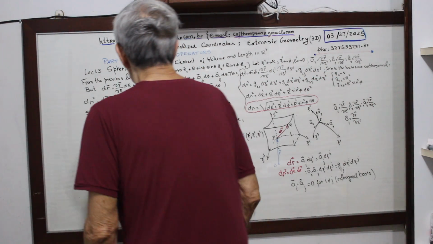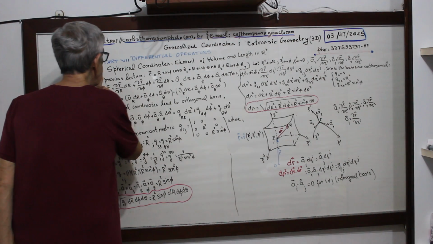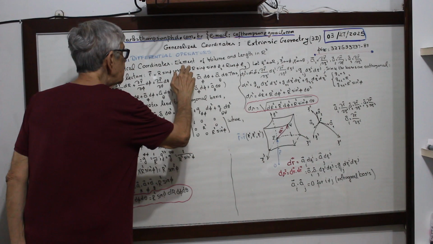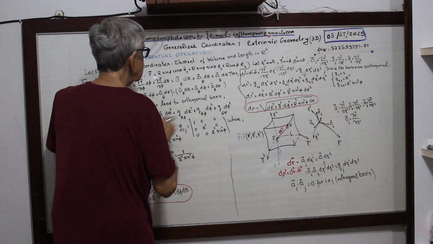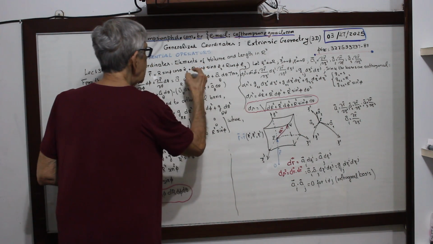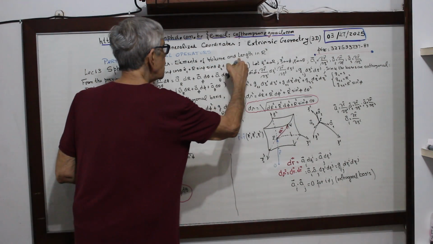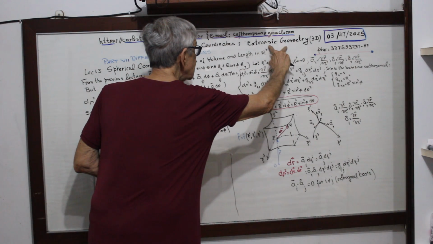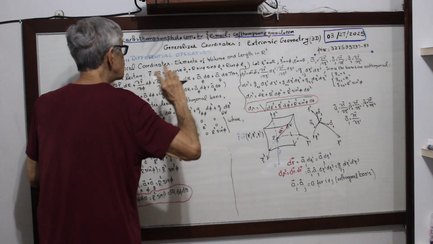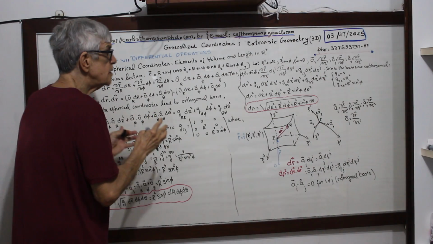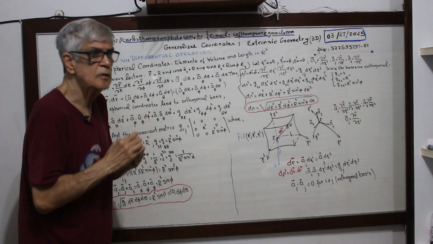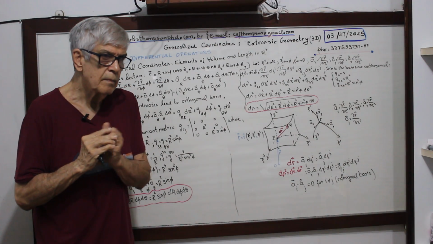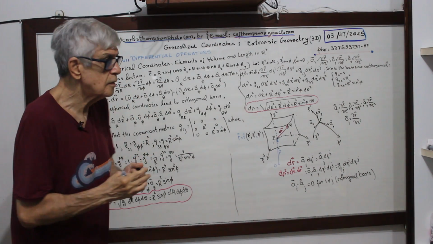Now, lecture 13, spherical coordinates. Elements, let's put a plural here. Element of volume and element of length in R3. Attention now, extrinsic geometry. In this case, this is a particular case of curvilinear coordinates, okay? Because this is spherical coordinates.